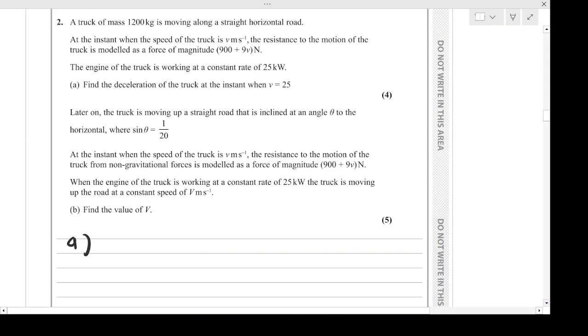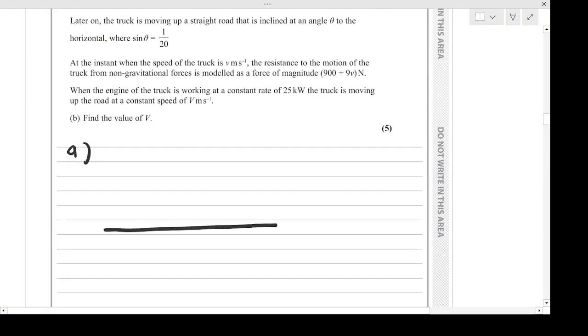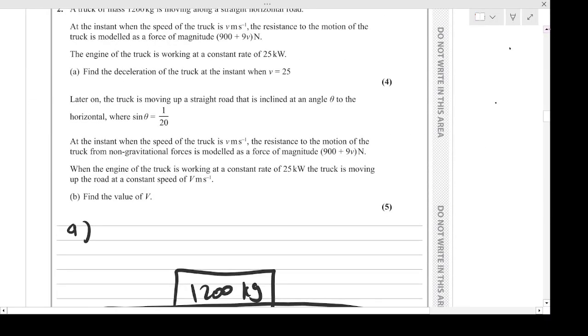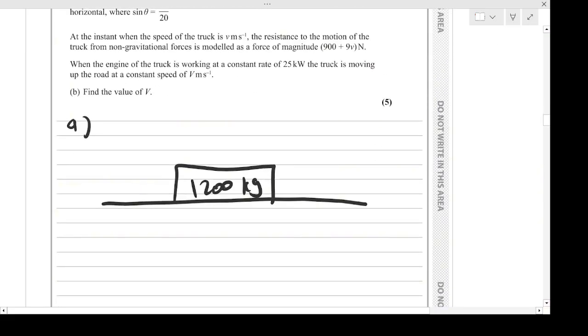Now, again, if we draw a diagram then, we are told that there's a truck on this horizontal road. So a horizontal road like that. So my truck's going to be on it like that, okay? The mass is 1,200 kilograms. And I'm also told there's a resistance force of 909 v, okay? So the resistance force, if it's going to move forwards, resistance will act backwards, okay? So we've got a backwards force of 909 v.